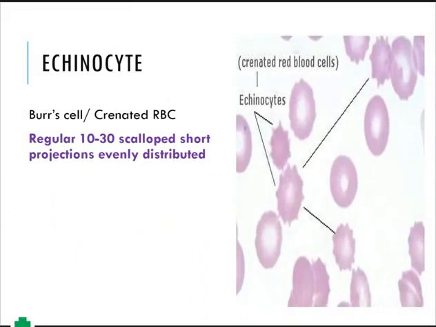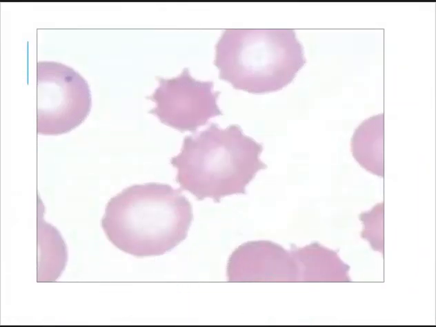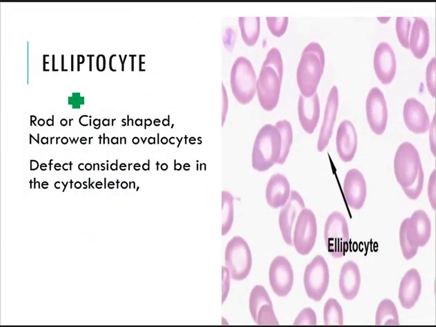Next, we have your echinocytes, known as your Burr cells or your crenated RBCs. They usually have 10 to 30 projections that are evenly distributed, unlike your acanthocytes, which only have a few projections. Okay, right?